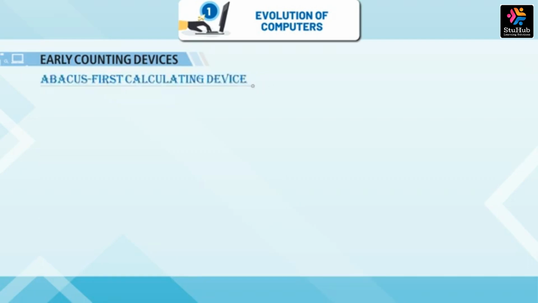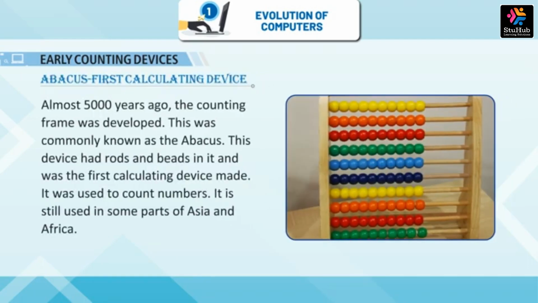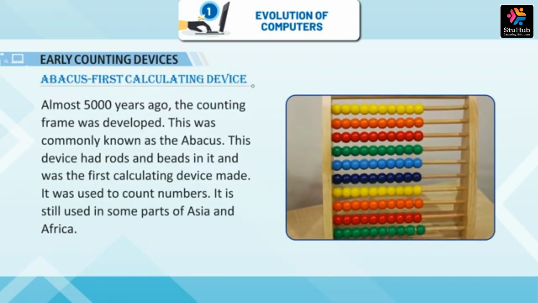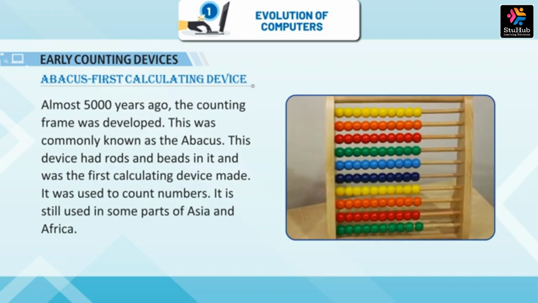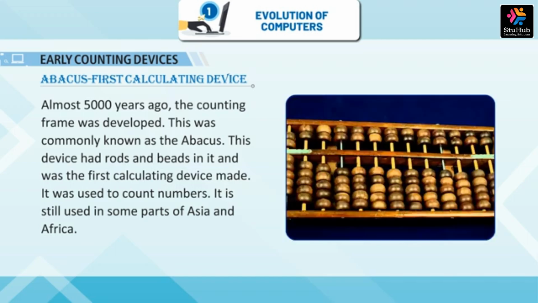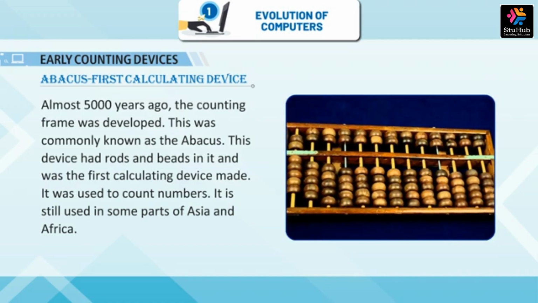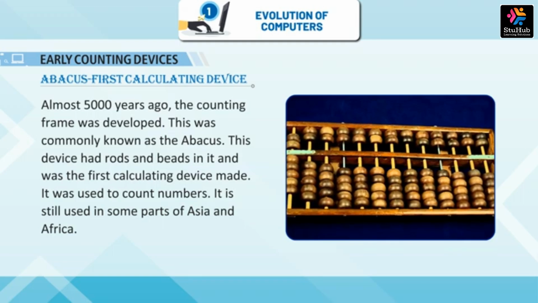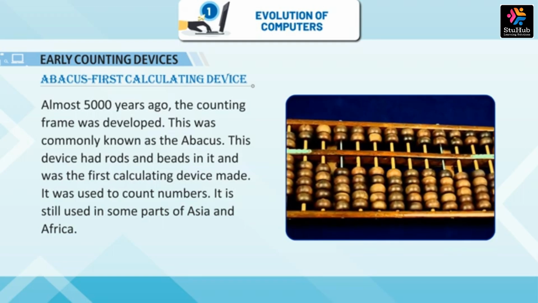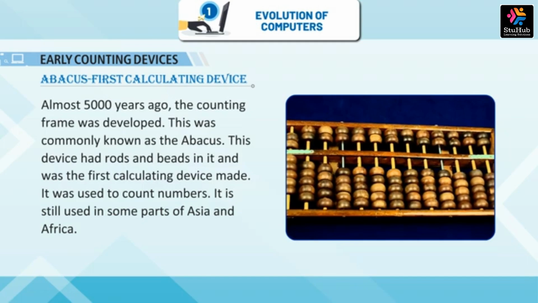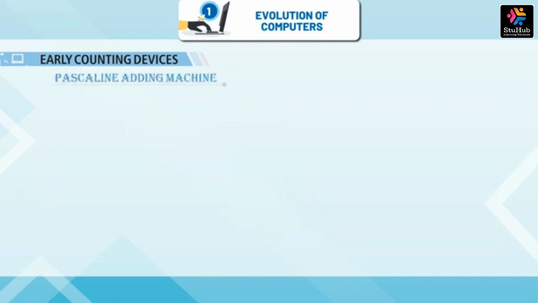Abacus, first calculating device. Almost 5,000 years ago, the counting frame was developed. This was commonly known as the abacus. This device had rods and beads in it and was the first calculating device made. It was used to count numbers. It is still used in some parts of Asia and Africa.